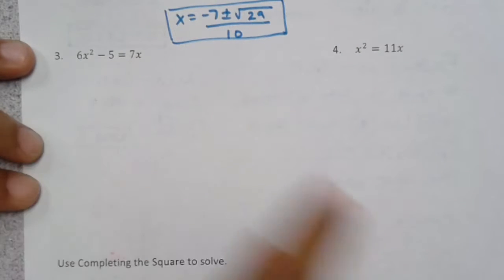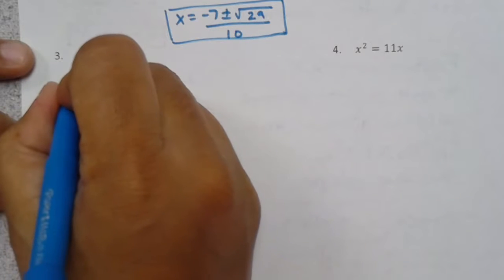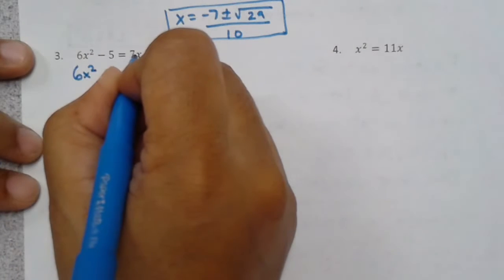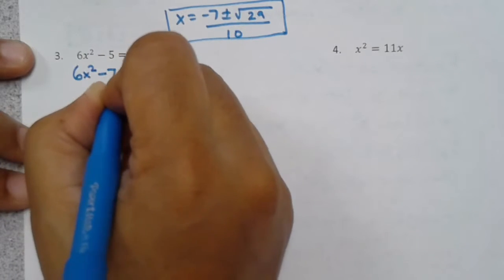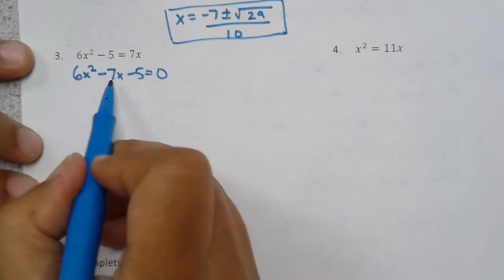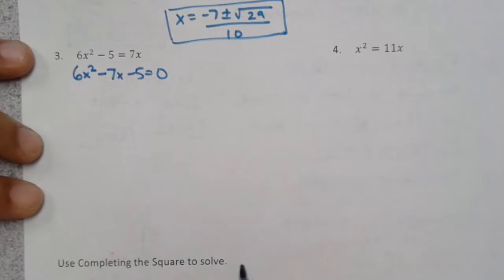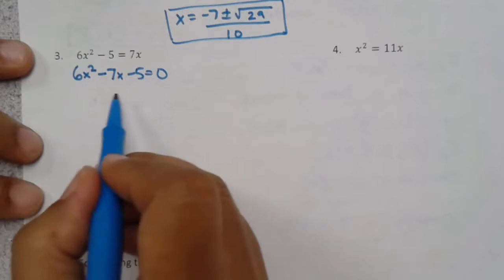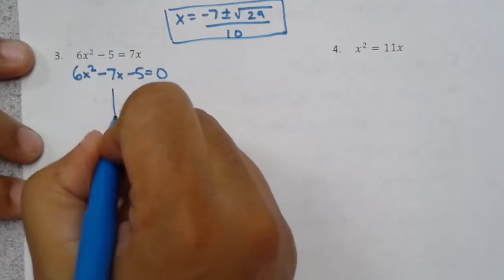So I'm going to move the 7x to the other side. So 6x squared. And when I move 7x over, it'll become a negative 7x. And then the minus 5. I'm putting it in the right order as well. X squared, then the x, then the number. All right. Oh, it is 3 terms. Nothing is missing. I should try the t-chart.